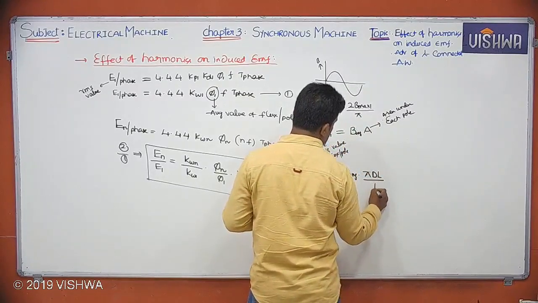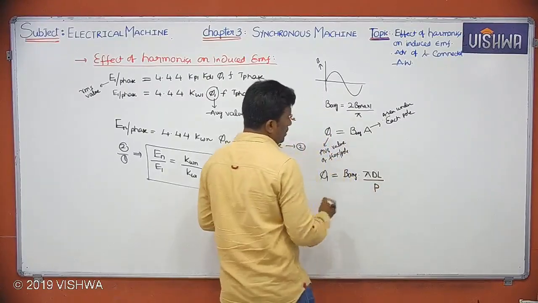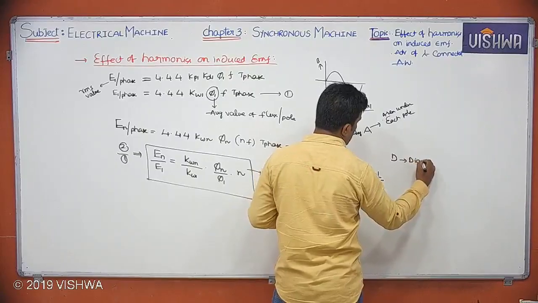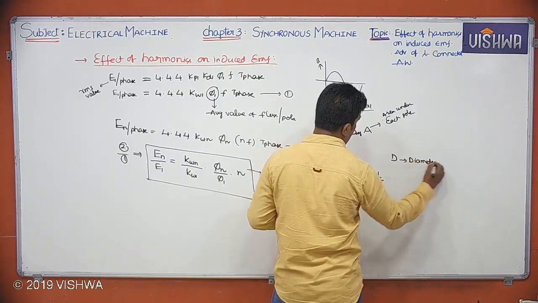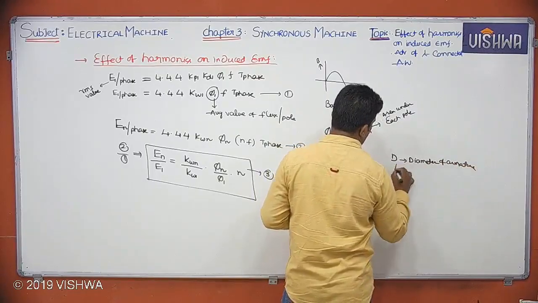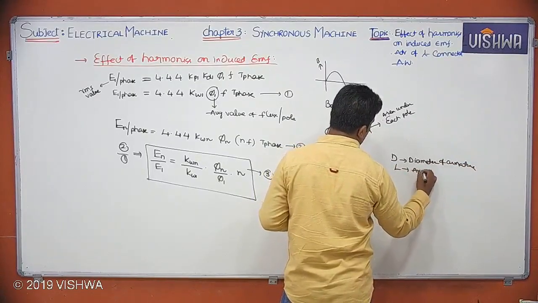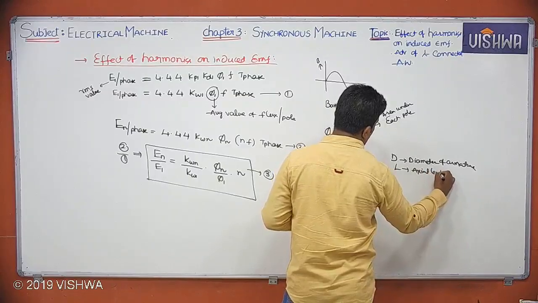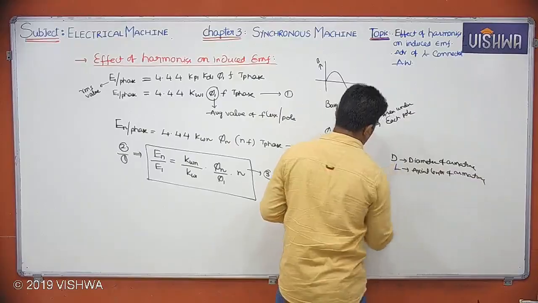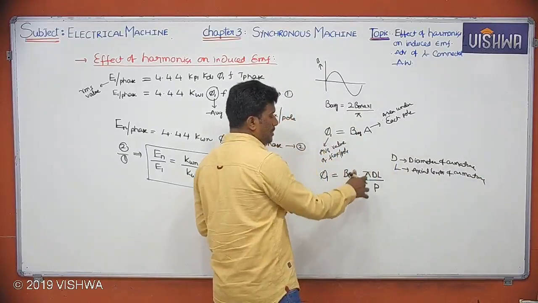For each pole you can take here P. So D means what I can say here? Diameter of the armature. And L means what I can take here? Axial length of armature. So this is what I can say total area. But if you want per pole, I'm just taking by P.